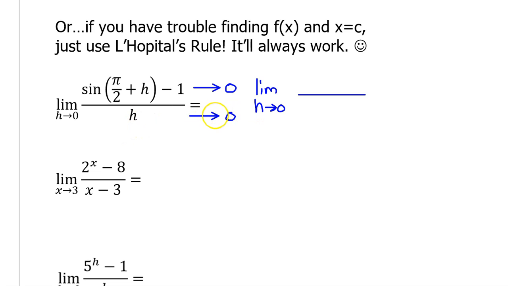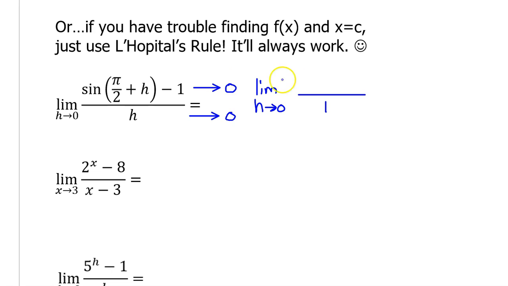According to L'Hopital's rule, we can now take the derivative of the numerator and the denominator without changing the limit. Let's start with the denominator. Since this is an h, we are taking the derivative with respect to h. So the derivative of h is 1. So you can see why L'Hopital's rule can sort of simplify the limit. Now, the derivative of the numerator.